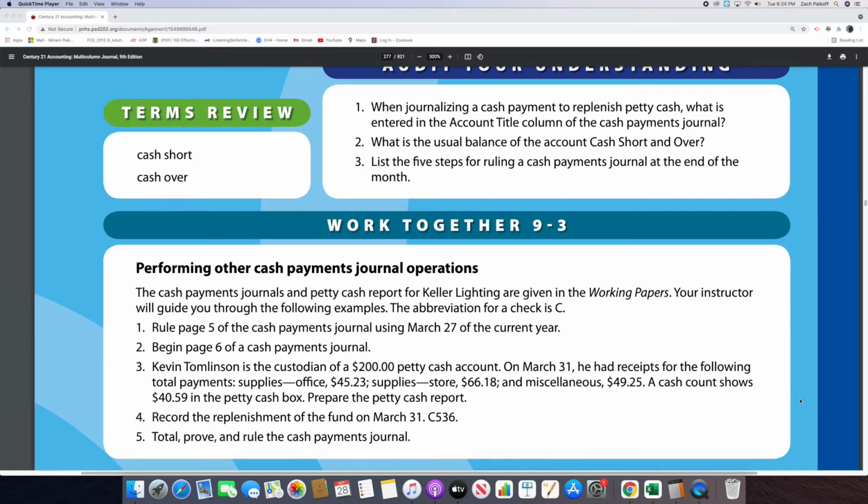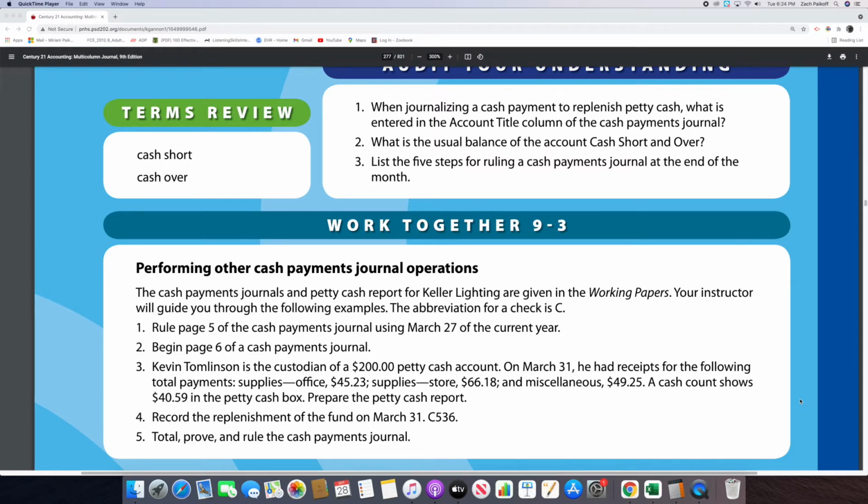journal operations. So the instructions say the cash payments journals and petty cash report for Keller Lighting are given in the working papers. Your instructor will guide you through the following examples. The abbreviation for a check is C. Number 1. Rule page 5 of the cash payments journal using March 27th of the current year. Number 2. Begin page 6 of a cash payments journal.